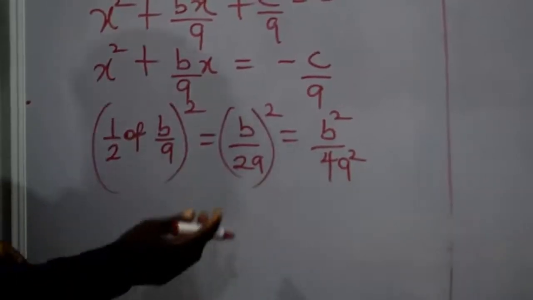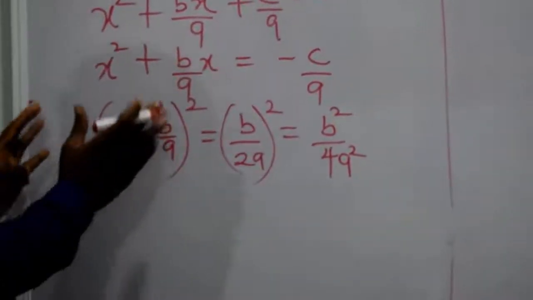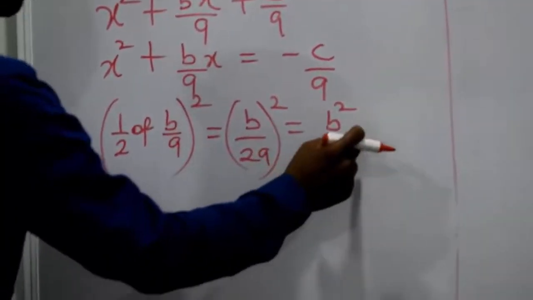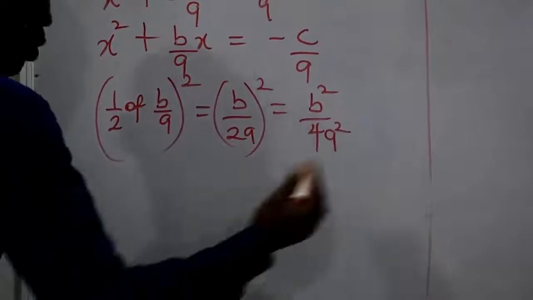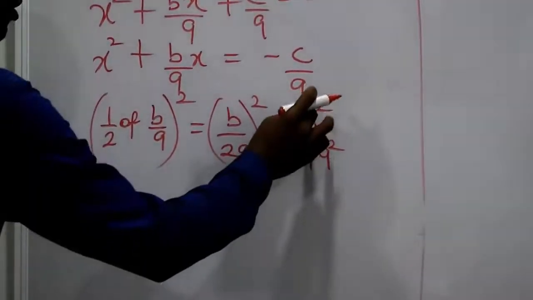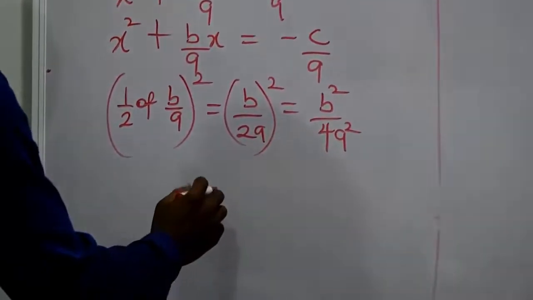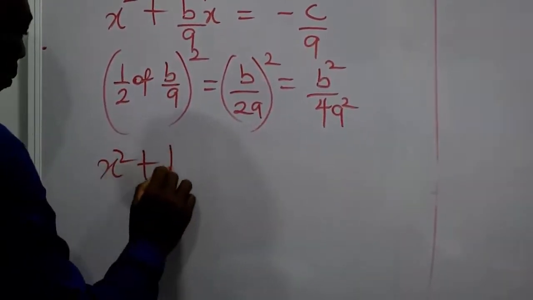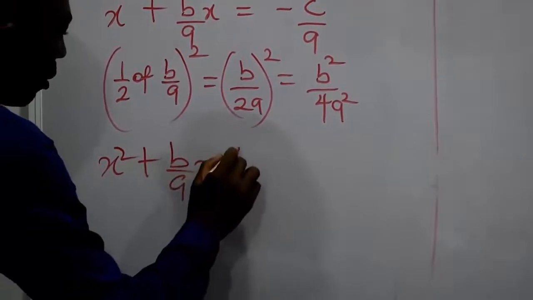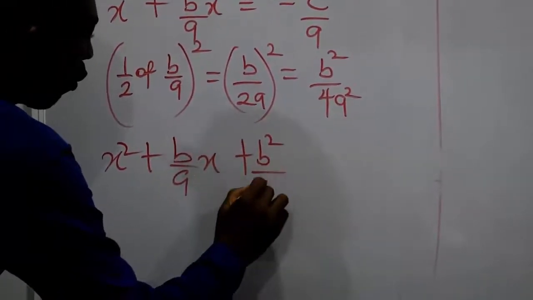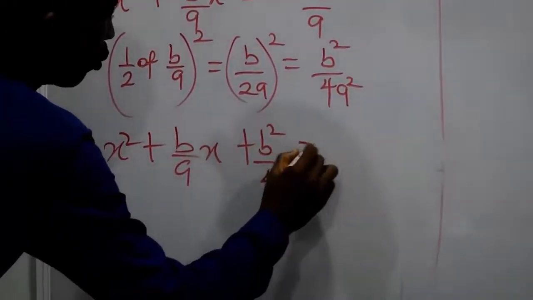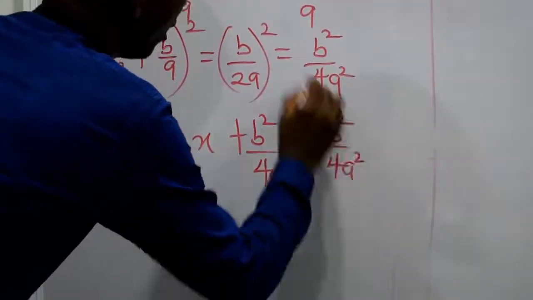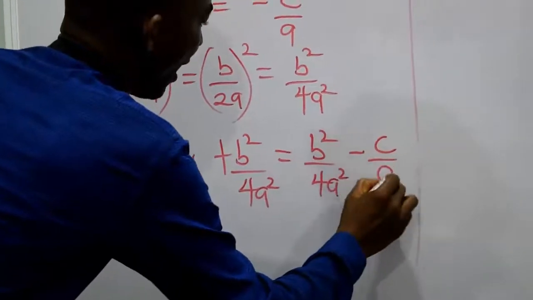Now this is going to give us what we need to add to the left hand side to make the left hand side a perfect square, which is b squared over 4a squared. So let's add it to both sides. Now x squared plus b over a x plus b squared over 4a squared equals minus c over a.